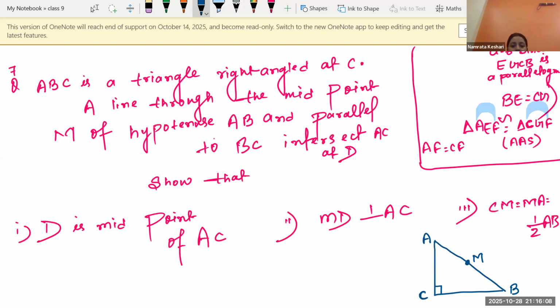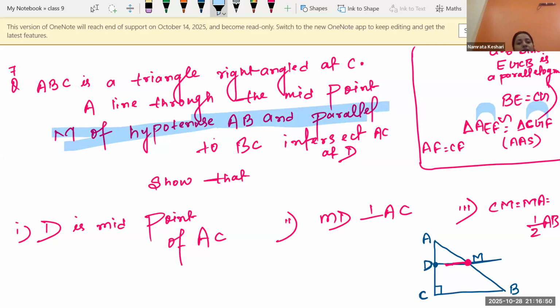Like this. Parallel to BC, intersect AC at D. Show that D is the midpoint. This is really simple, right? In triangle ABC, M is the midpoint, and through this midpoint a line segment is going. This is not a random line segment. It is clearly written in the question that the line going through M is parallel.